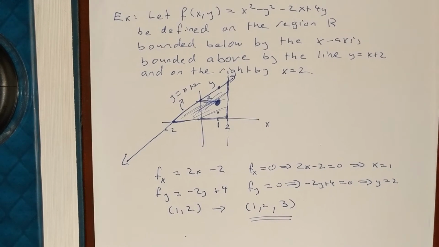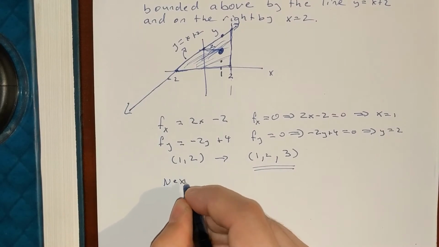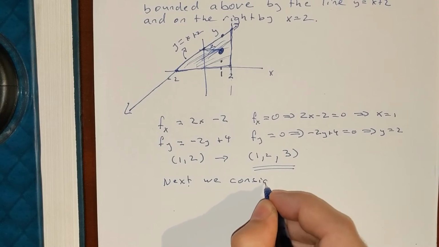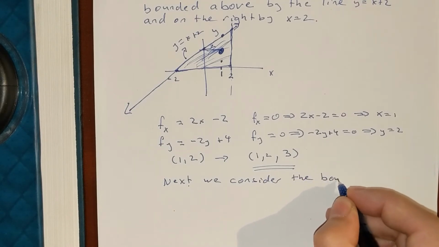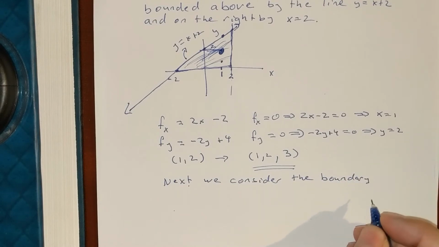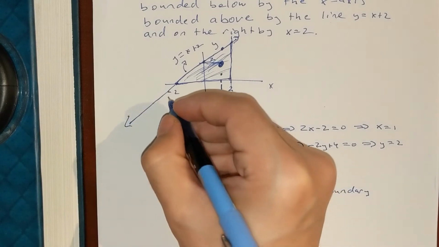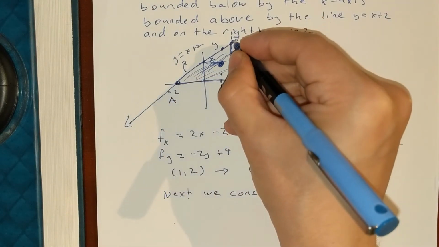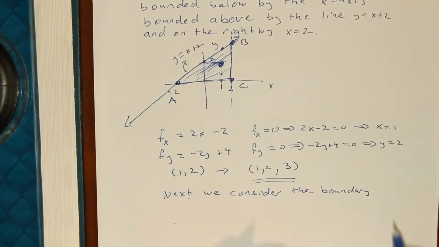So next we need to consider the boundary. Next we consider the boundary. Okay, so let me give some points here. I'll call this point here A. I'll call this point here B. And I'll call this point here C.